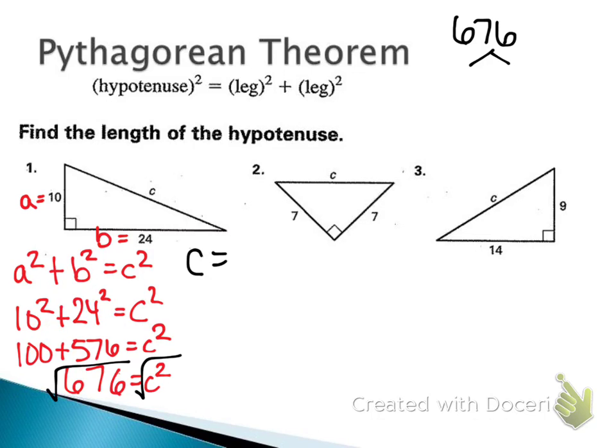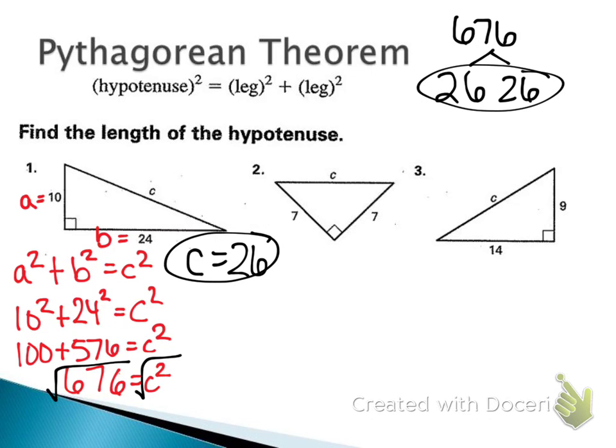What can I divide into 676? One of them is going to be 26. I like the idea of using 26. 26 times what? 26 times 26. So do I need to keep going? No, this is a perfect square number. We have a pair. So the square root of 676 is just 26. Now, it's not always going to work out that nice, but luckily this time it did. So this is our answer. C equals 26.